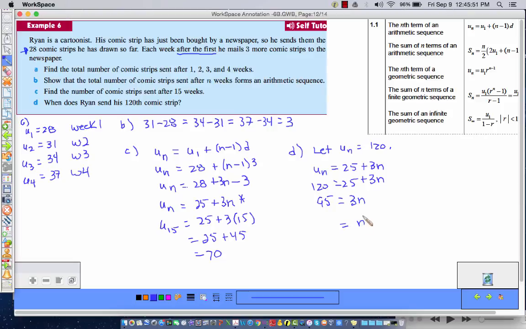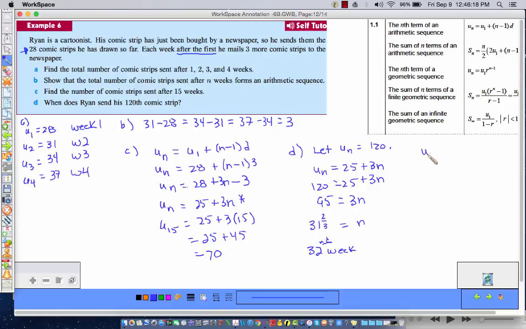divide 95 by 3, I get 31 and 2/3. Okay, so that means after the 31st week, he has not sent in the 120th yet. It would have to be after the 32nd week. 32nd week, or week 32. Let me show you why.